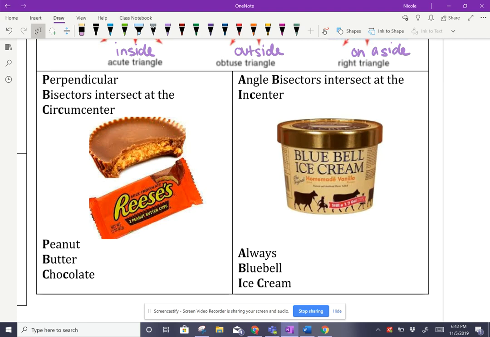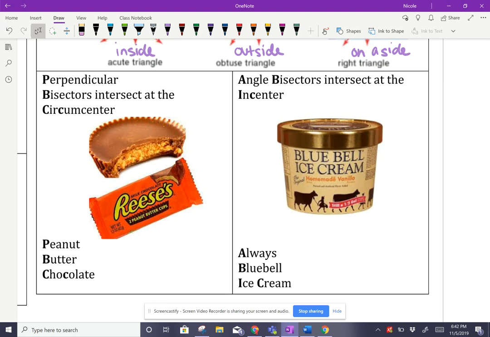One of my favorite ice cream brands, of course, is Bluebell. Gotta love it. Love going to Brenham. Love going to tour the factory. Gotta eat as much Bluebell as I can. And so my slogan is always Bluebell ice cream.